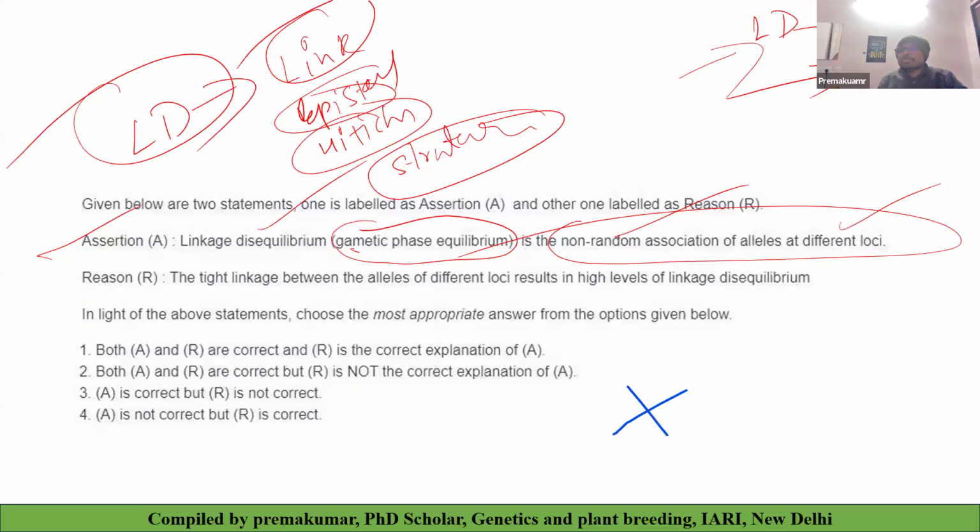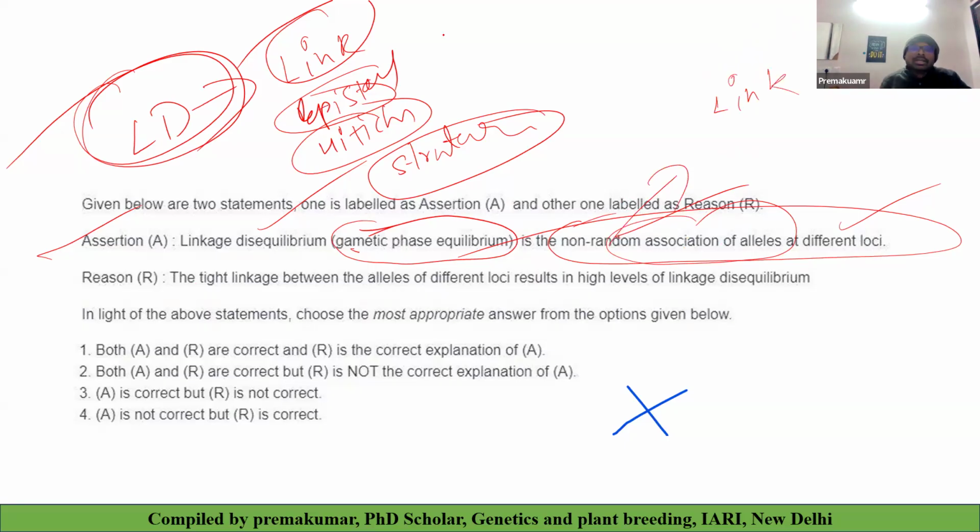You can straight away decide whether the statement is true or false, but they may modify it in such a way that gametes are in equilibrium, but the population is in disequilibrium. That is caused due to non-random association of the alleles. That is correct. This non-random association happens maybe due to linkage or due to other factors like evolutionary factors, epistasis, population structure, hitchhiking effect. We discussed. So that's why this statement is true.